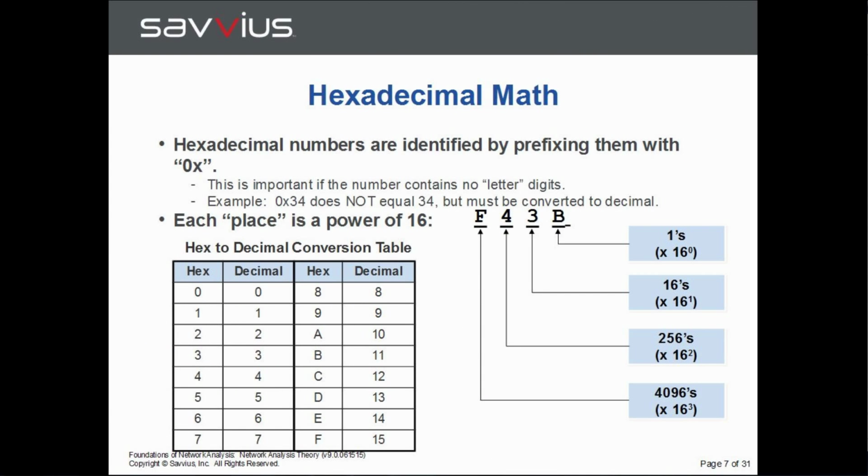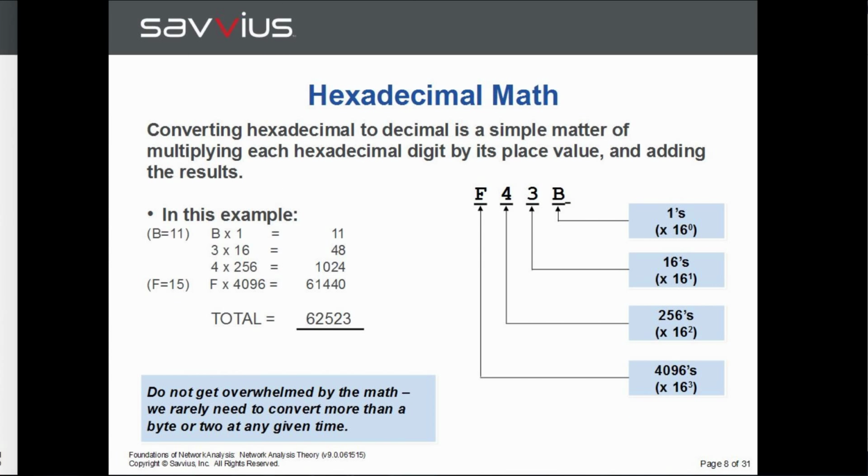Luckily, we won't spend much time on decimal math, but we will examine the hexadecimal and binary systems in more detail. In hex, the first thing to note is that a string is identified with a 0x prefix. For example, 0x123abc974 would be interpreted as a hexadecimal number. Converting hexadecimal to decimal is a simple matter of multiplying each hexadecimal digit by its place value and then adding the results.